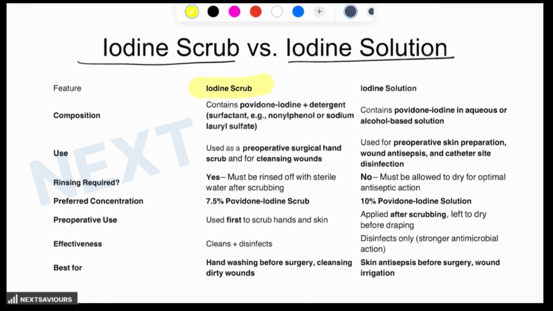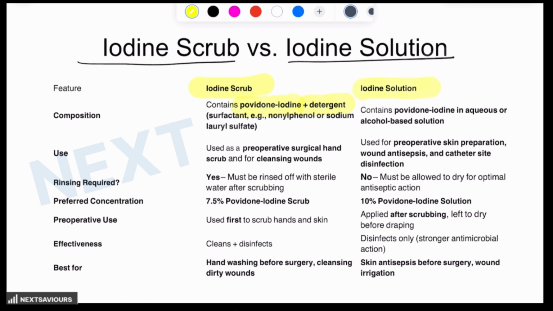As you know, the iodine scrub contains povidone iodine plus detergent, and this detergent is responsible for the foaming or lathering when it is applied. It is also responsible for making its appearance thicker and gel-like, and its action is basically for removal of dirt, oil and microbes.